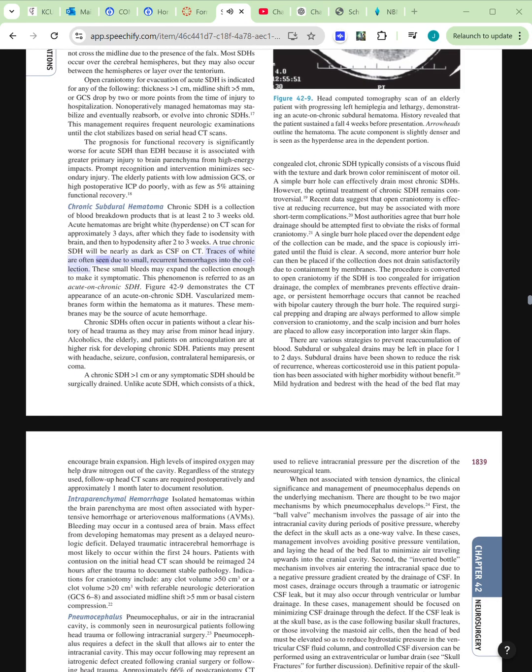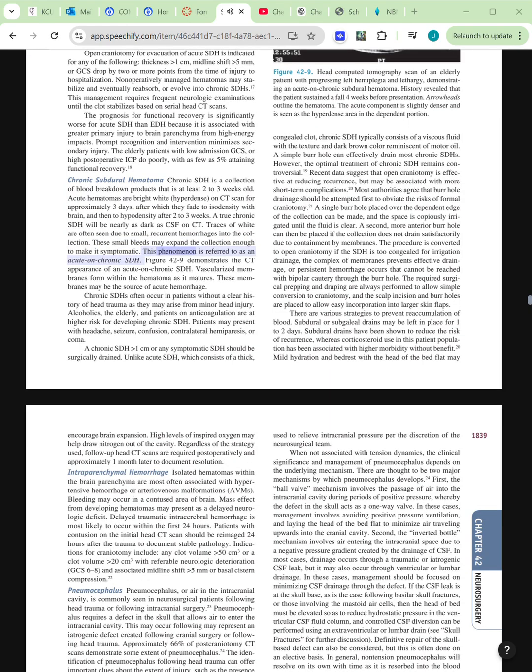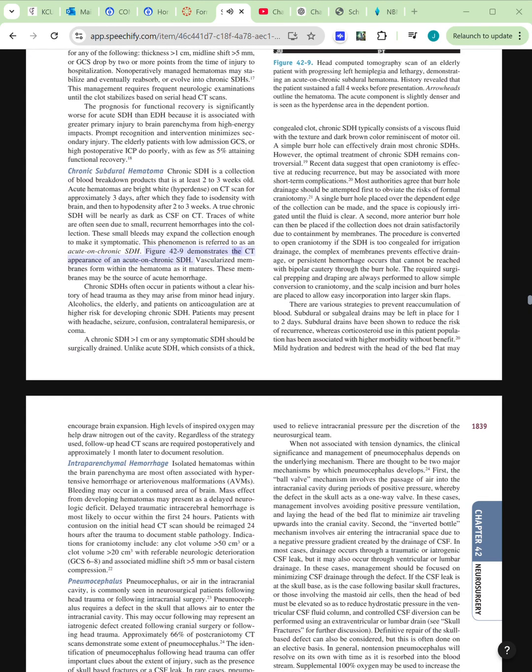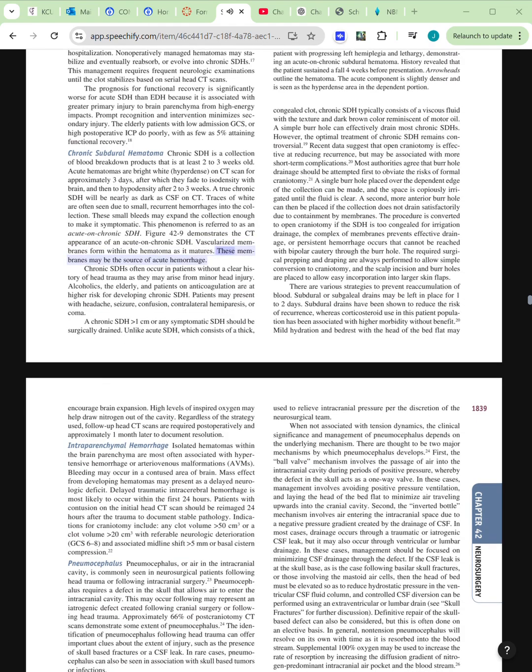Traces of white are often seen due to small recurrent hemorrhages into the collection. These small bleeds may expand the collection enough to make it symptomatic. This phenomenon is referred to as an acute on chronic SDH. Figure 42-9 demonstrates the CT appearance of an acute on chronic SDH. Vascularized membranes form within the hematoma as it matures. These membranes may be the source of acute hemorrhage.